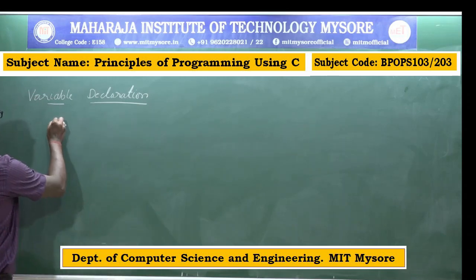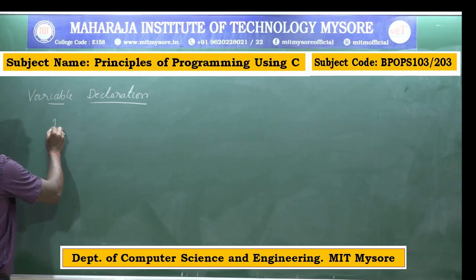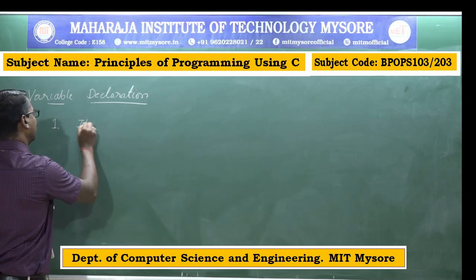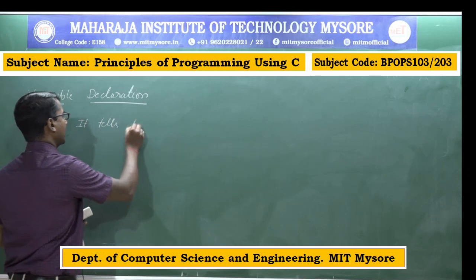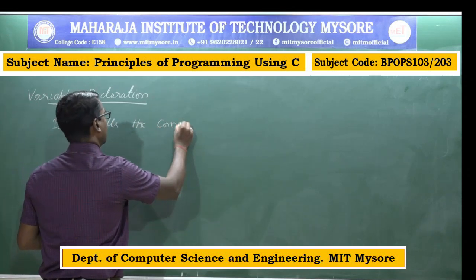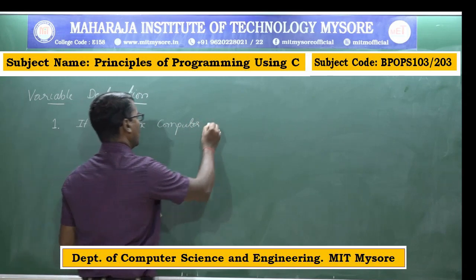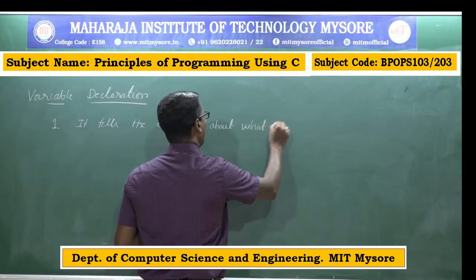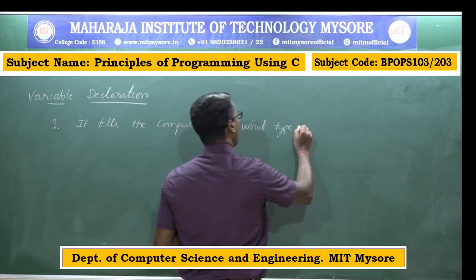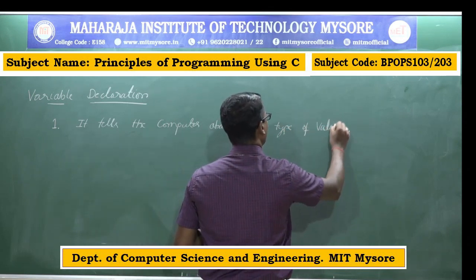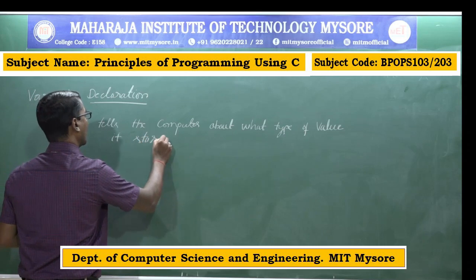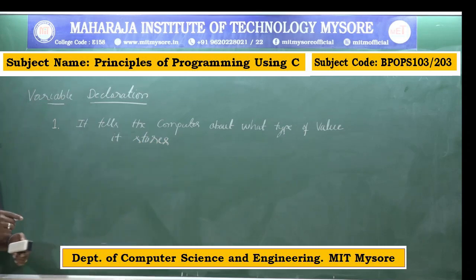The declaration of the variable performs two things. The first thing is it tells the computer about what type of value it stores.